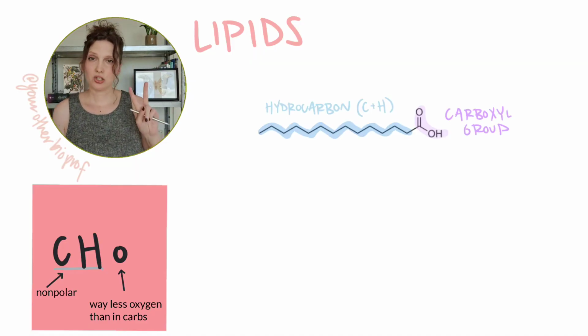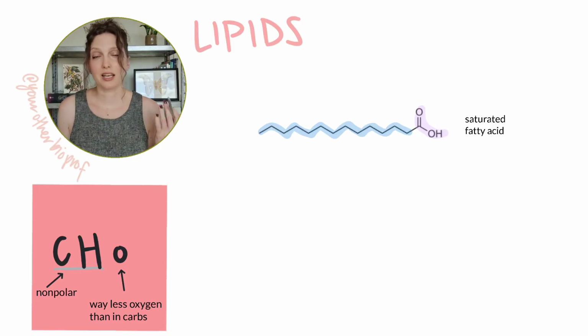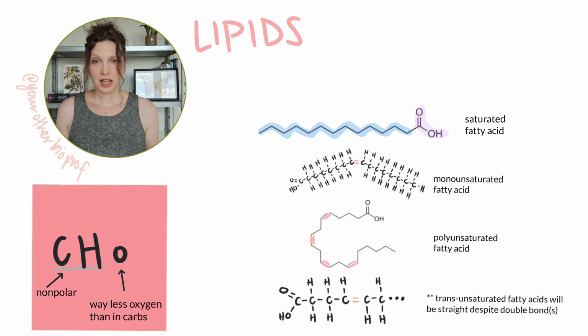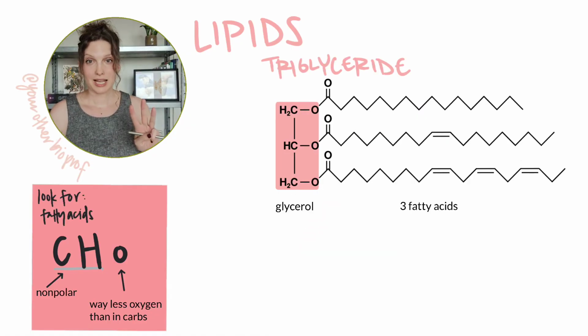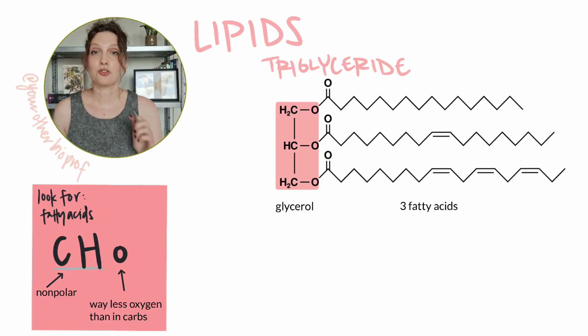Now, fatty acids come in 2 flavors, saturated and unsaturated. Saturated fatty acids are going to be a nice straight chain, no double bonds between carbons, whereas unsaturated fatty acids will contain double bonds between the carbons, introducing kinks to the chain. So only 1 double bond, monounsaturated, or multiple double bonds, polyunsaturated fatty acid. 3 fatty acids plus a glycerol gives you a triglyceride, a fat or oil.